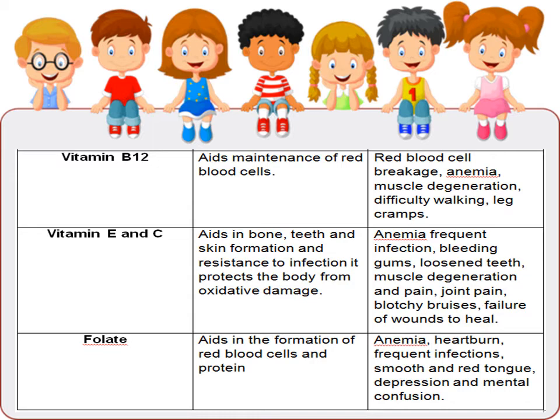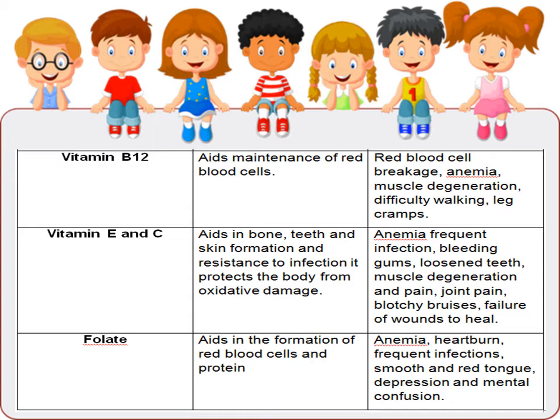Vitamin E and C. So the importance of vitamin E and C: they aid in bone, teeth, and skin formation and resistance to infection, and they protect the body from oxidative damage. So the signs and symptoms of deficiency are anemia, frequent infection, bleeding gums, loosened teeth, muscle degeneration and pain, joint pain, blotchy bruises, failure of wounds to heal.